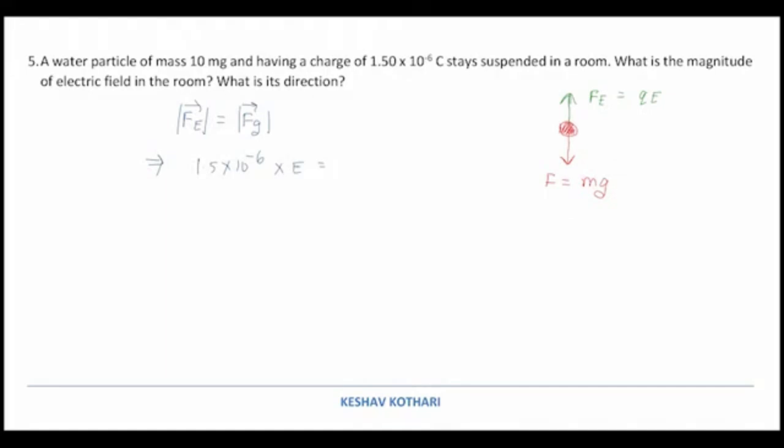So in order to put this in kg, we are writing it as 10 milligram, so divide by 1000 to convert to gram, and again 1000 to convert gram into kg, and then we multiply it by g. So we are taking g as 10. So if we put these values together, we find electric field as equivalent to 1.5 into 10 to the power 3 Newton per Coulomb.